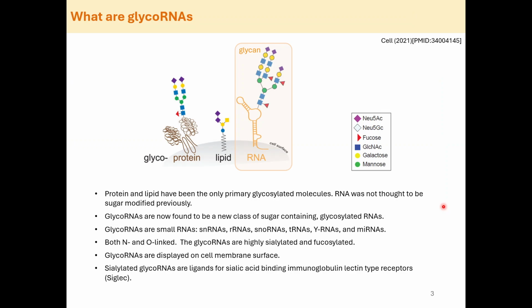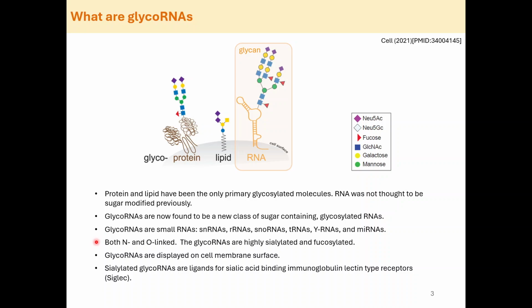In the past, only proteins and lipids were known to be modified with sugars. RNAs were not known to be glycosylated. Defying this old concept, glycoRNAs have recently been discovered as sugar-modified RNAs. GlycoRNAs are primarily small non-coding RNAs, including miRNAs, snRNAs, rRNAs, snoRNAs, tRNAs, and Y-RNAs. So far, mRNA glycosylation has not been observed.